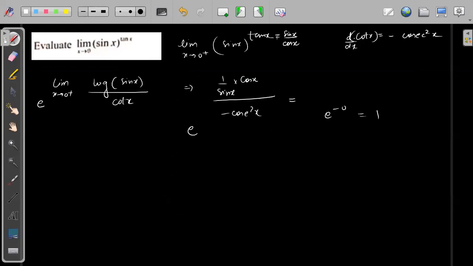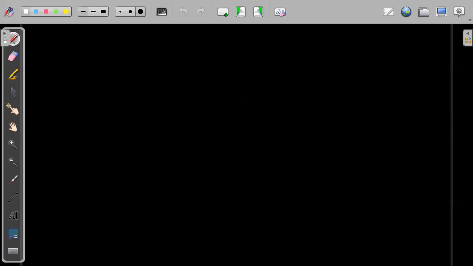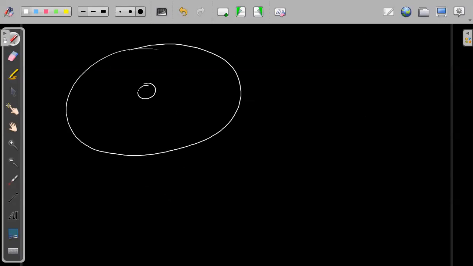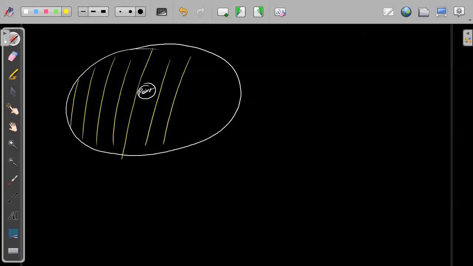Okay, yes. So now see, these were all the concepts of limits. We have seen different ways in which we can use limits. Remember, what was the actual meaning of limit? With limit, we were taking a neighborhood of a point. Suppose this is a point, and then we were checking the neighborhood of this point.